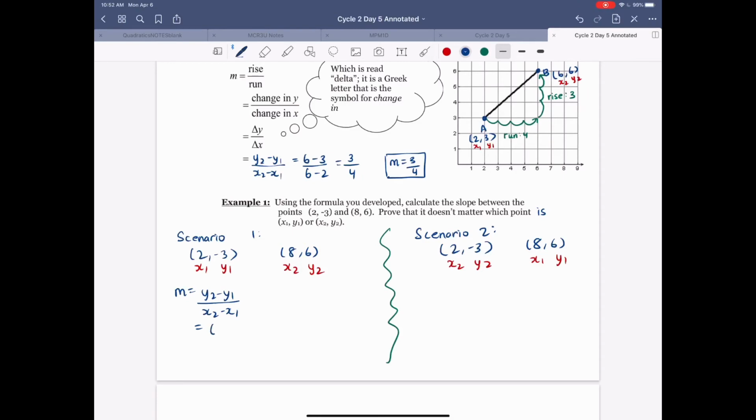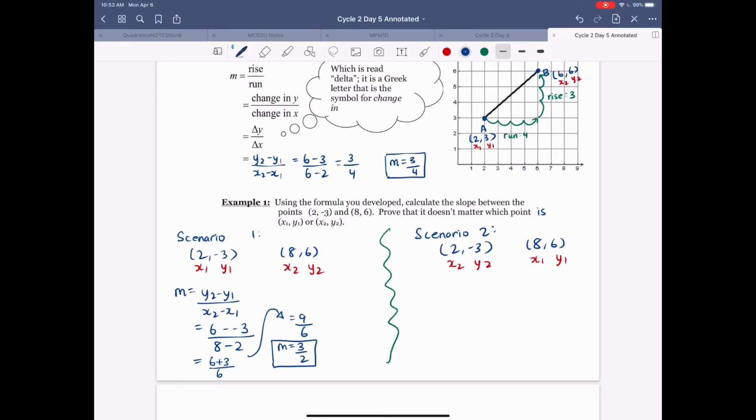So my y2 is 6, my y1 is negative 3, so I have to copy that minus in front of the 3, and then x2 is 8, and x1 is 2. So 6 minus negative 3, well, that's 6 plus 3. 8 minus 2 is 6. Use arrows to keep it organized. 6 plus 3 is 9 over 6. Is that the final answer? No, you've got to reduce. So m is equal to 3 over 2.